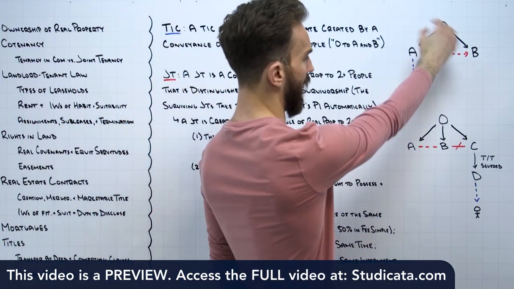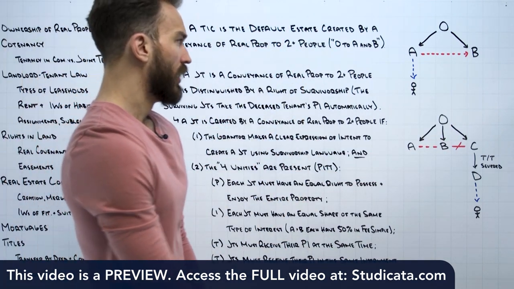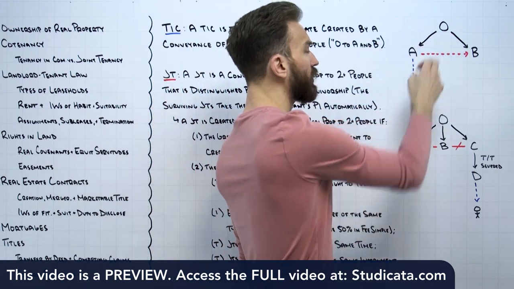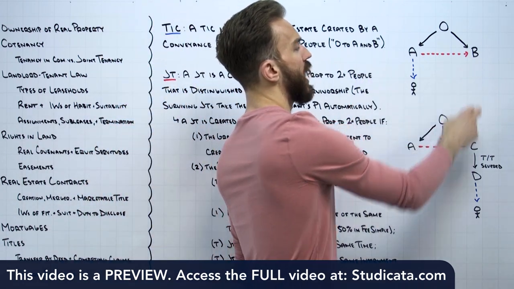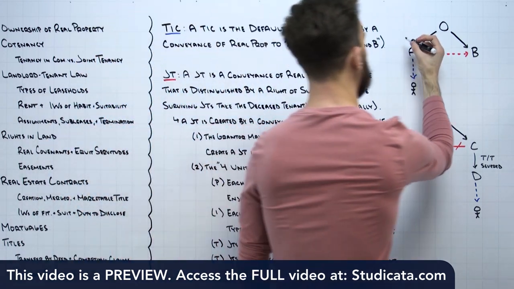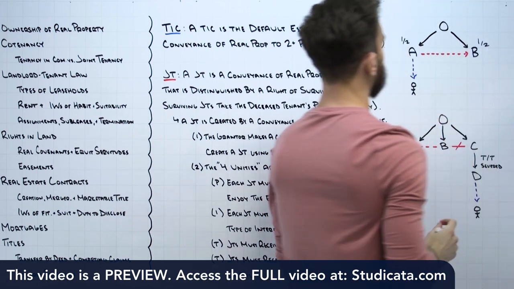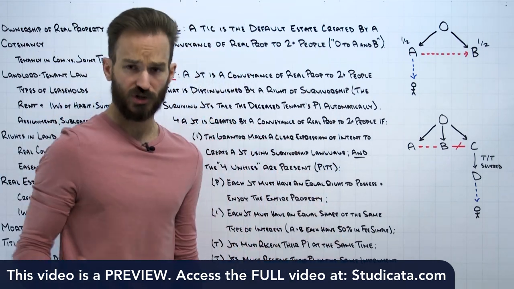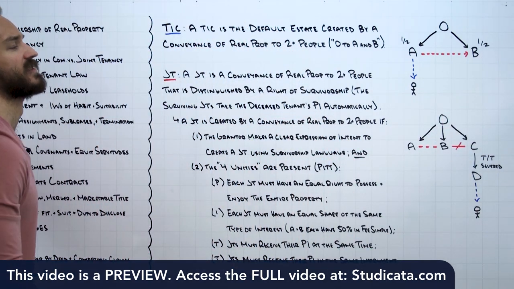So take this example I have drawn up here on the board, O to A and B. Let's say that the transferor, Oliver, conveys Greenacre to Amy and Bobby. So let's say that Amy and Bobby both have a 1/2 interest in Greenacre, both in fee simple. Amy has a 50% share of ownership in fee simple, and Bobby has a 50% share of ownership in Greenacre in fee simple.